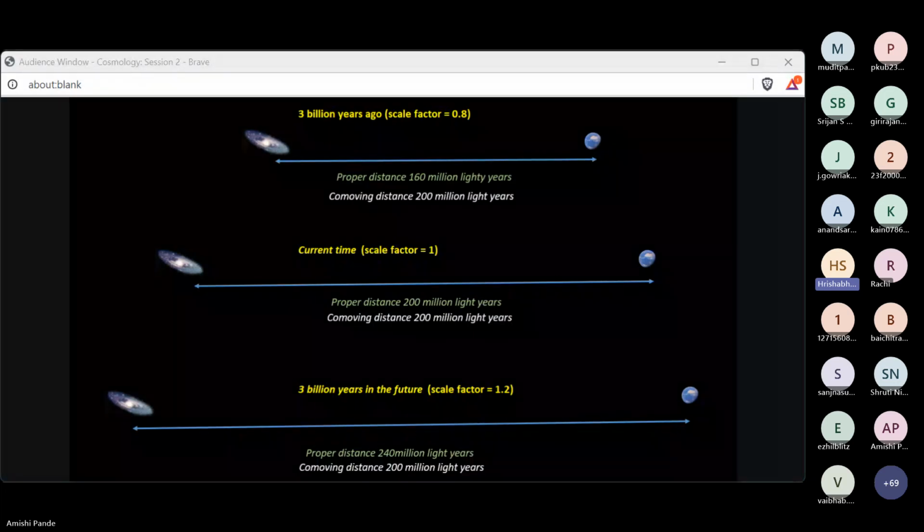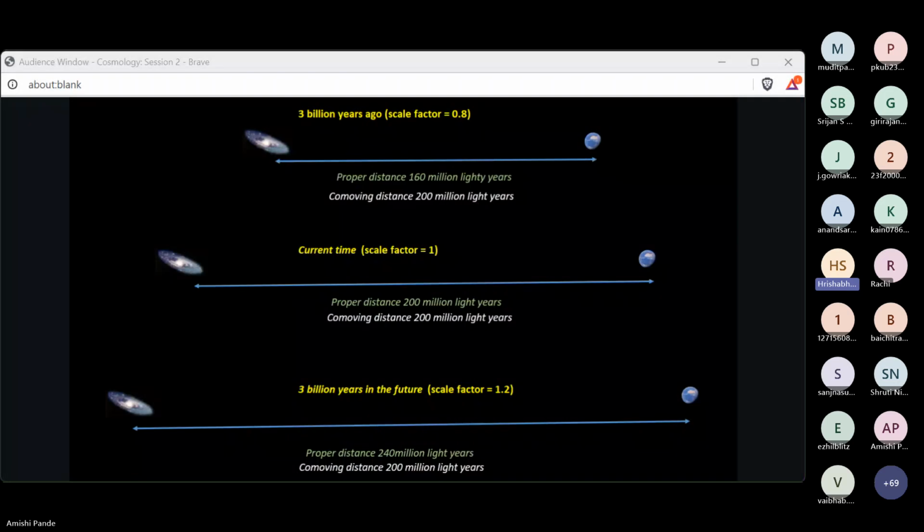So how do we take into account that? For that purpose, we define something called a proper distance.